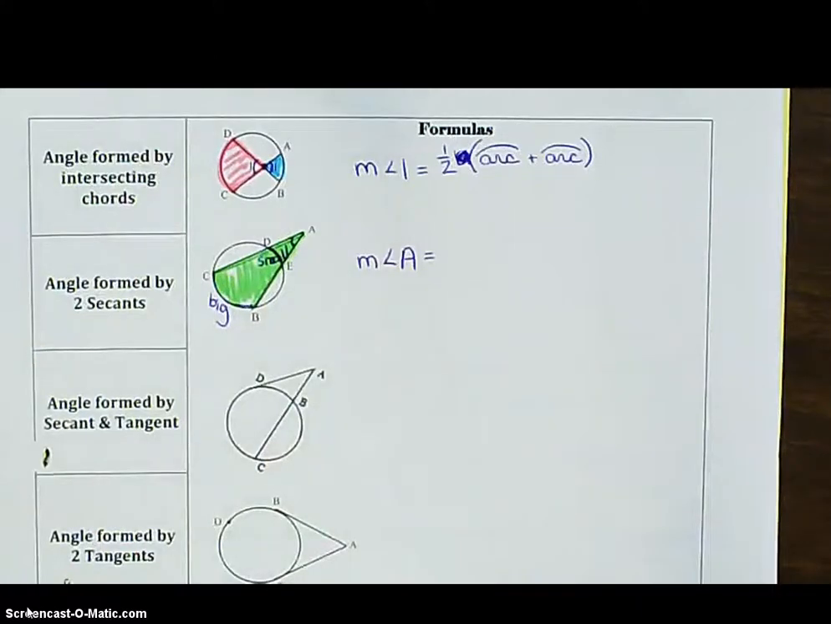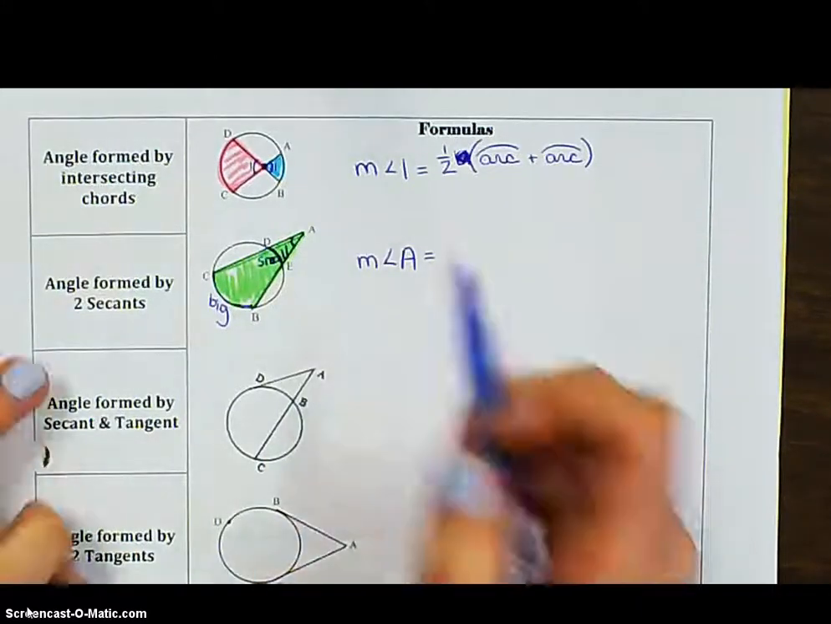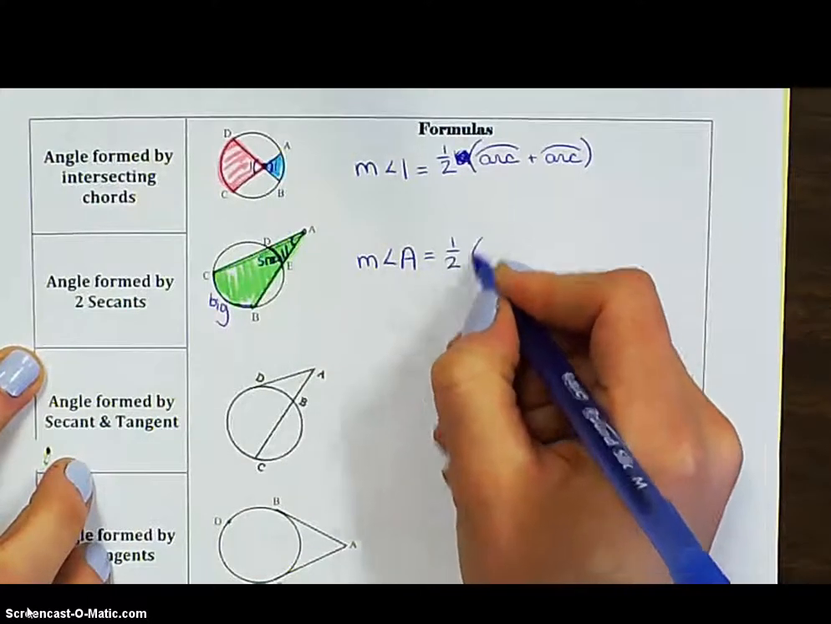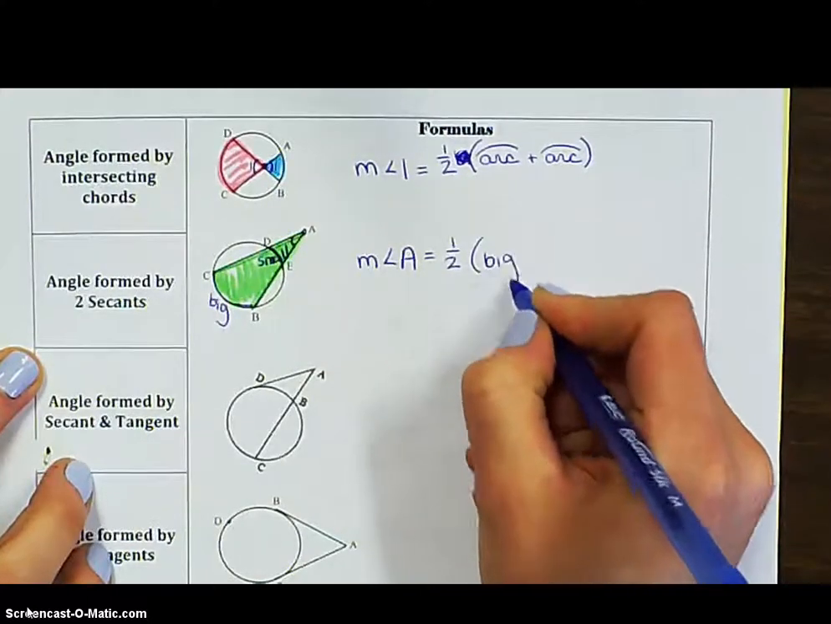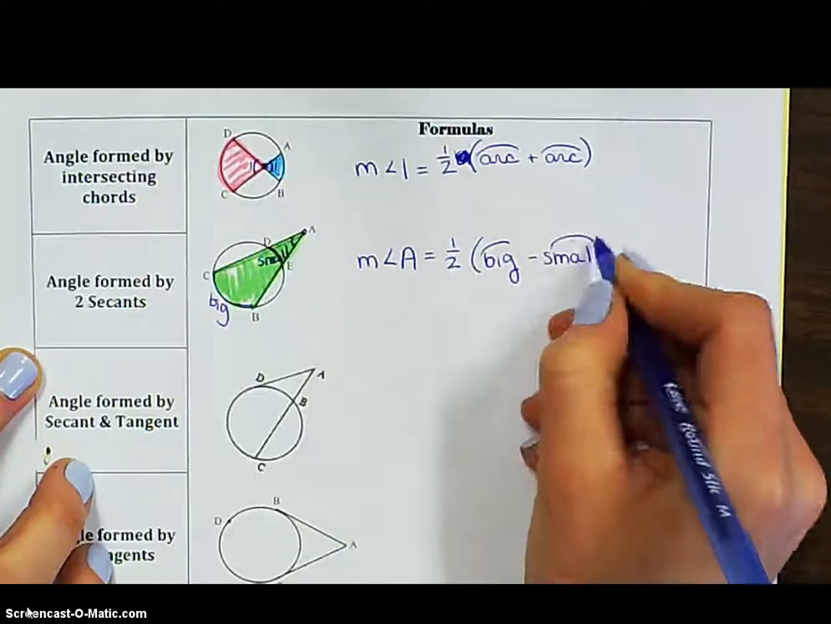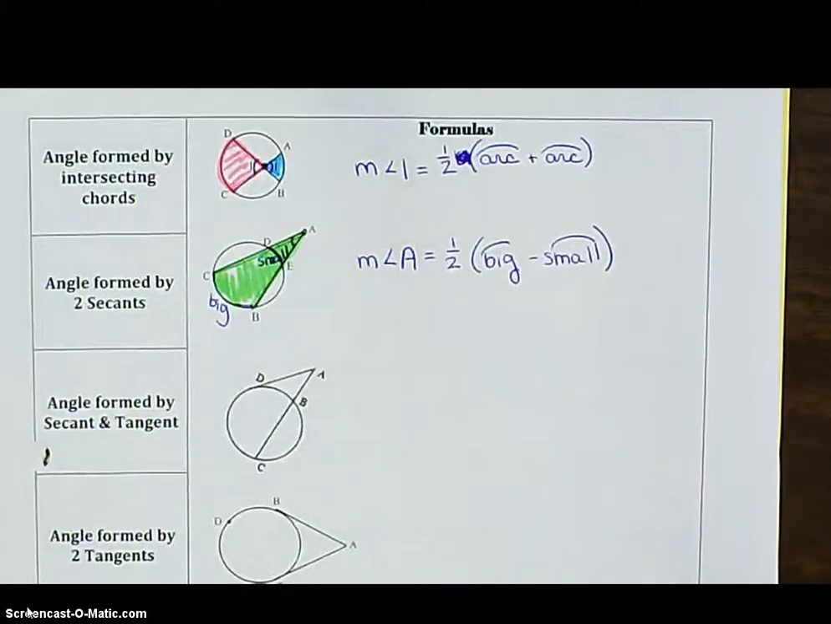So this time, to find the measure of angle A, and angle A is outside of the circle, we're going to take 1/2 of the big arc minus the small arc. And that's how you find the measure of angle A.